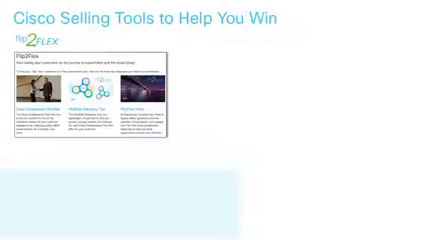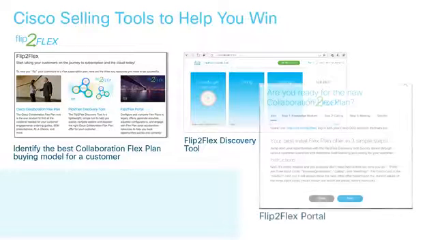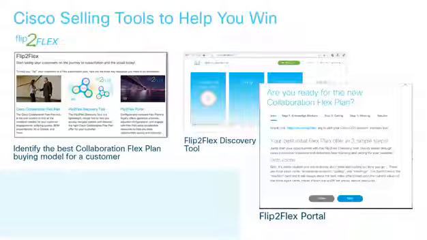Cisco developed the Flip to Flex tool to assist Cisco partners and sellers with identifying the best Collaboration Flex Plan buying model for that customer via a series of simple questions. There are two tools. Flip to Flex Discovery Tool is used to get an initial price. It will help you qualify a prospect in just 3 steps in just a few minutes. Easy. The Flip to Flex portal is used to configure and compare Flex plans with traditional Cisco licensing models and to generate accurate, adjusted configurations.